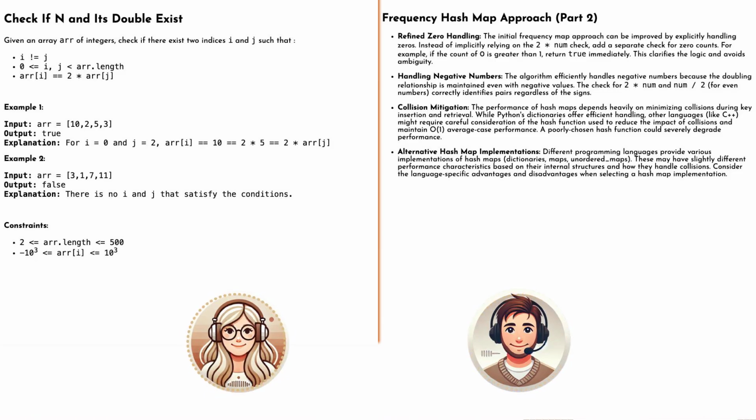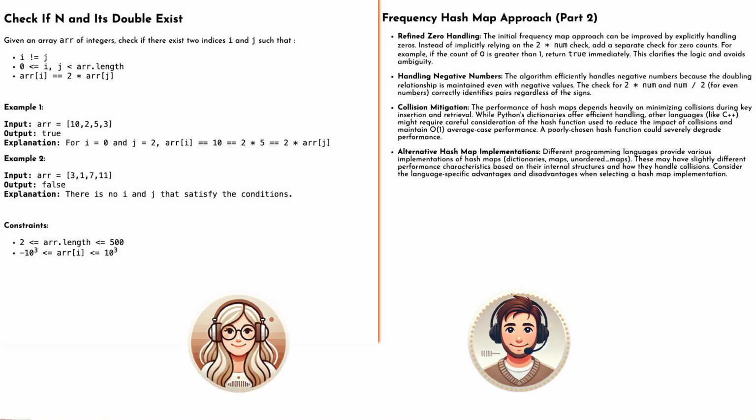Right, that makes sense. So how does this frequency hash map method compare to the others in terms of efficiency? It's pretty similar to the set lookup approach in terms of time complexity. We only have to go through the array twice, once to build the hash map and once to check for doubles. That gives us a time complexity of O of n. O of n. That's fantastic. And what about space complexity? Are we using a lot of memory with the hash map?